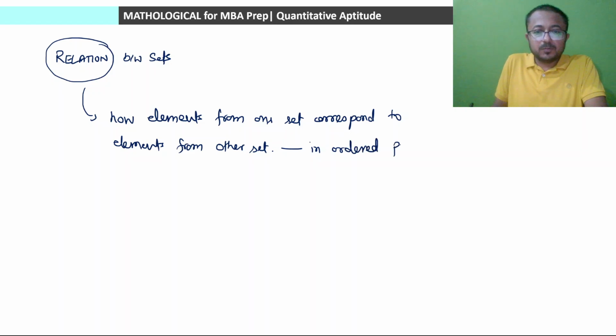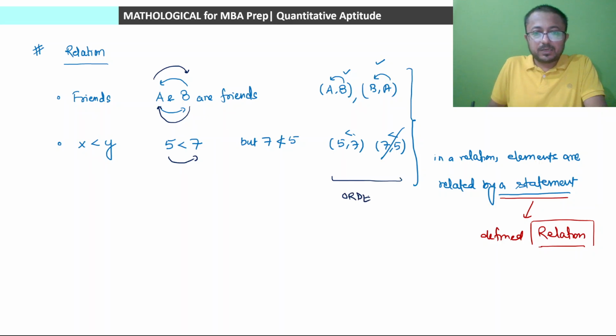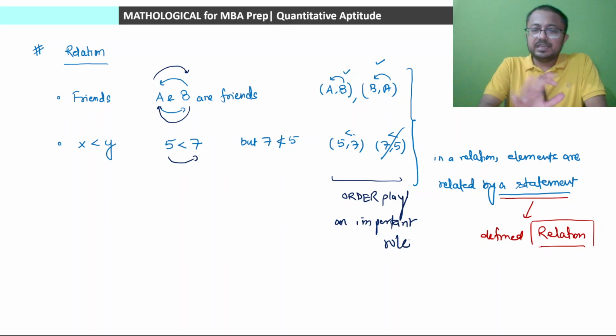because order is also important when we are defining a relationship, as we understood in the first case that A comma B are related as friends, B comma A are also related as friends, but in the second scenario 5 comma 7 are related as X less than Y, but 7 comma 5 are not related in the same manner. That is why order is also important. Order plays an important role, and that is the reason we write this in ordered pairs.